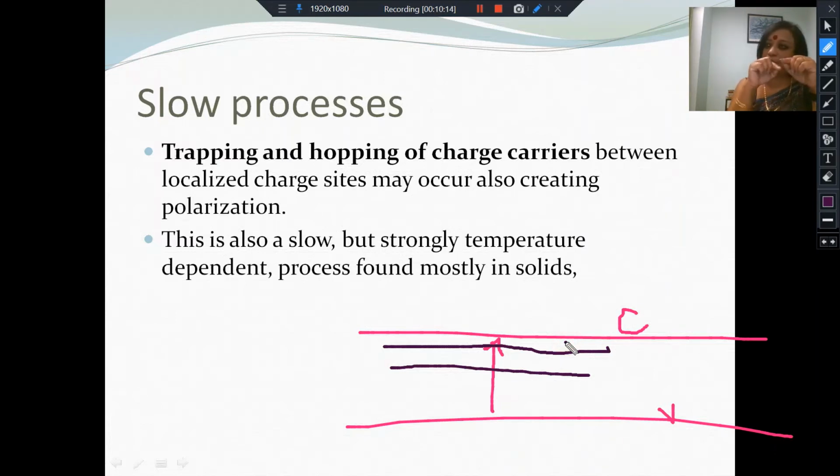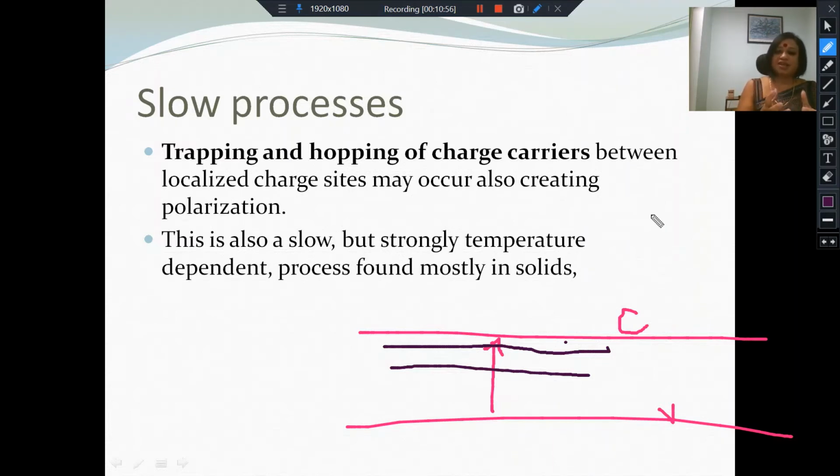But at the same time, suppose there is a charge which is residing in a particular potential well, and in the vicinity there is a second potential well with the same energy level. The charge will then tend to jump from one potential well to another in search of an equilibrium position where these potential wells have almost the same energy. And this is called hopping of charge carriers. So trapping and hopping of charge carriers between localized charge sites may happen. Now, when you have a lot of free charge, all these involve free charges. So free charge is trapped in a particular physical space.